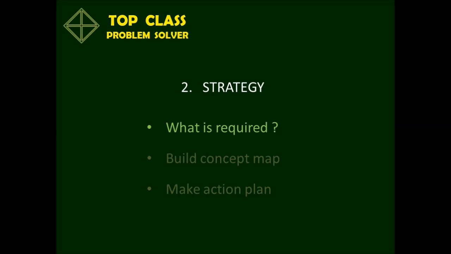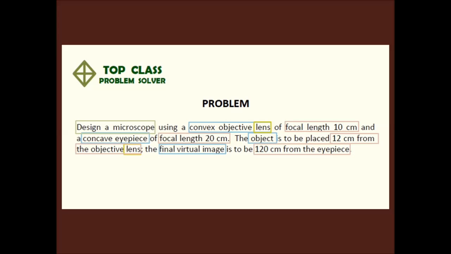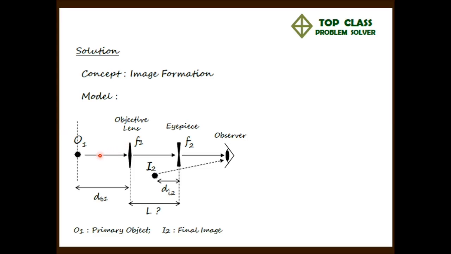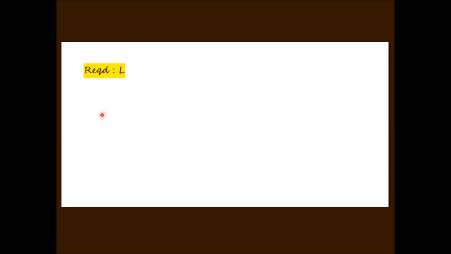The first step of the strategy is to determine precisely what is required. In this problem, we are asked to design a microscope. Referring to our model, we have all of the parameters for our microscope except the distance L between the two lenses. Hence, in our solution, we indicate that we are required to find the distance L.